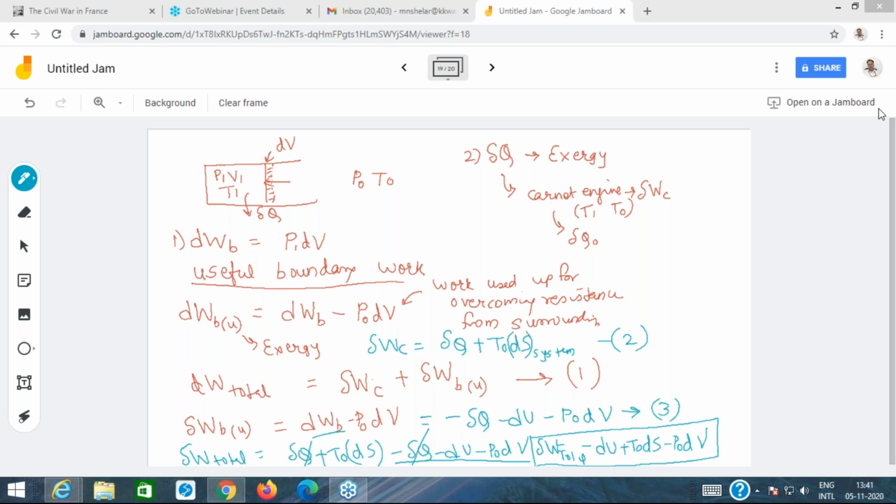Kunal is asking about equation 3. What do you want about equation 3, Kunal? Kunal, what do you want about equation 3?